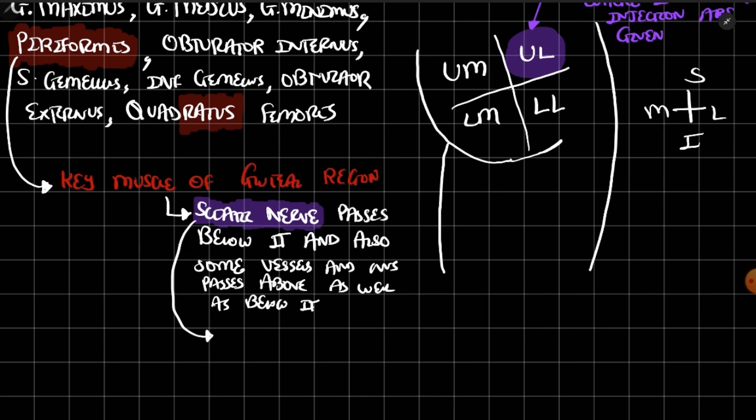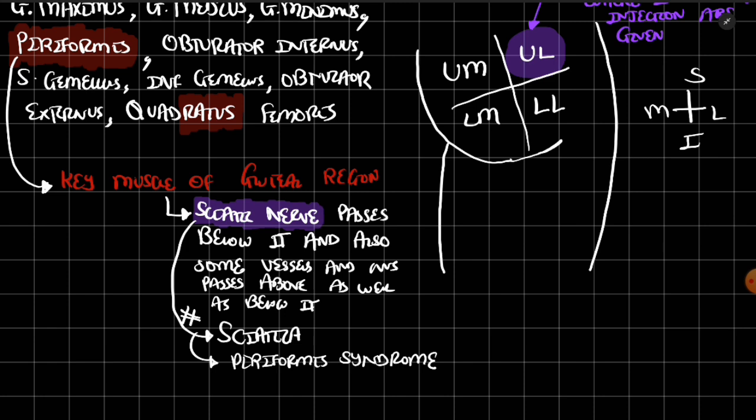So if the piriformis gets damaged or compressed, the sciatic nerve is compressed, so it can cause sciatica, also known as piriformis syndrome. Piriformis syndrome is basically compression of the piriformis muscle, and sciatica is compression of the sciatic nerve. But piriformis syndrome will later lead to sciatica. It is also an important landmark. The piriformis is an important landmark to give the sciatic nerve block for anesthesia.